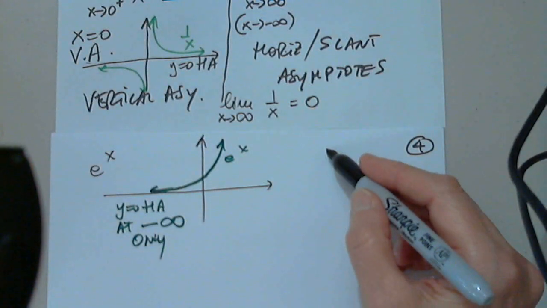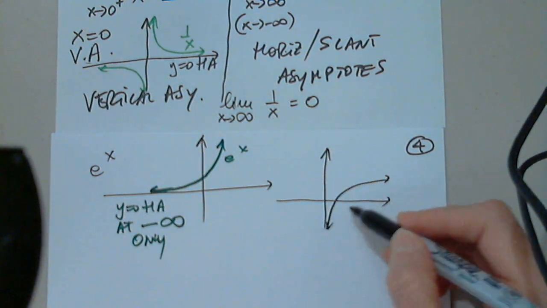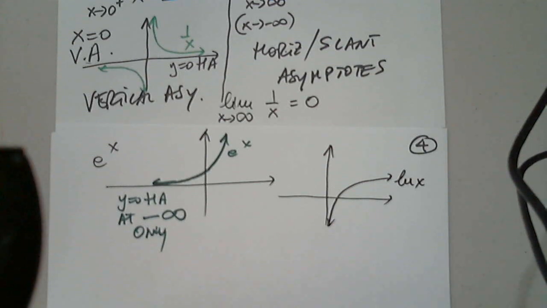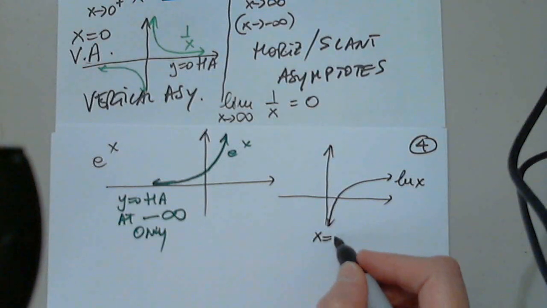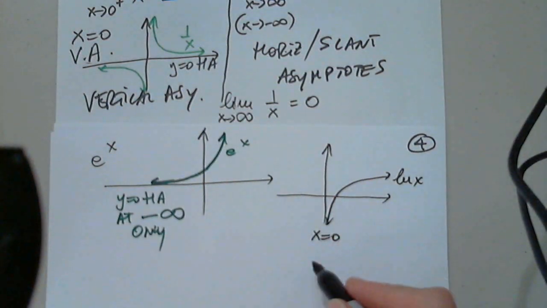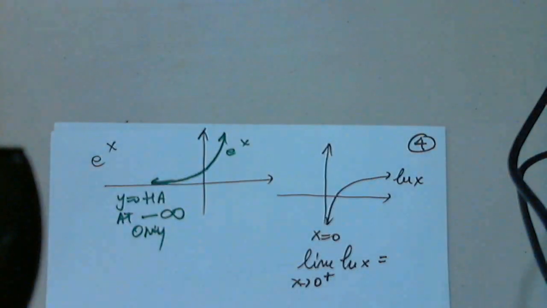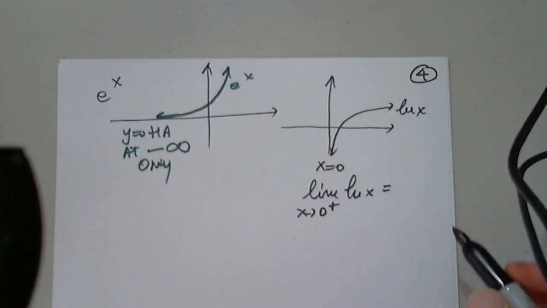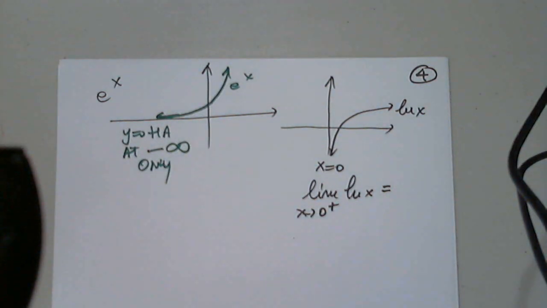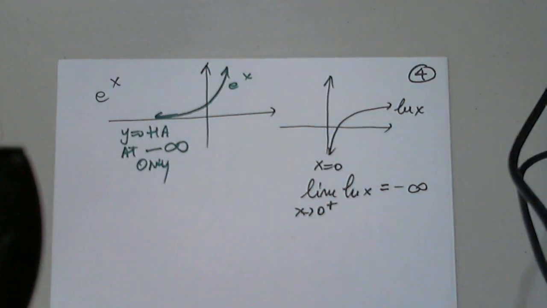Now, we can also look at natural log. Natural log does not have a horizontal asymptote, but it has a vertical asymptote at x equals 0. So if we are asked the limit of natural log x as x approaches 0 from the right, what will you say? Negative infinity? Awesome. Thank you very much.